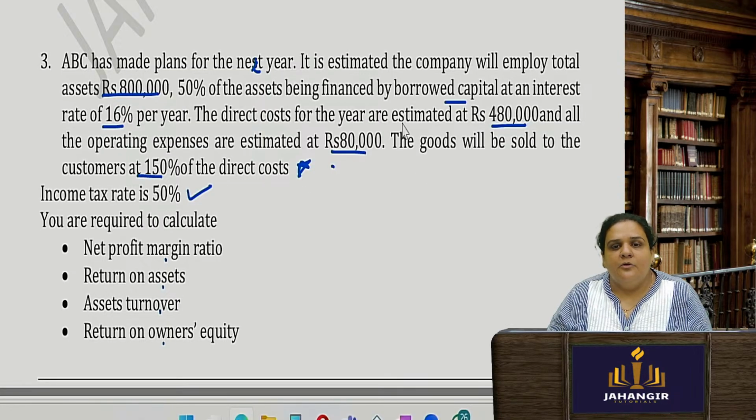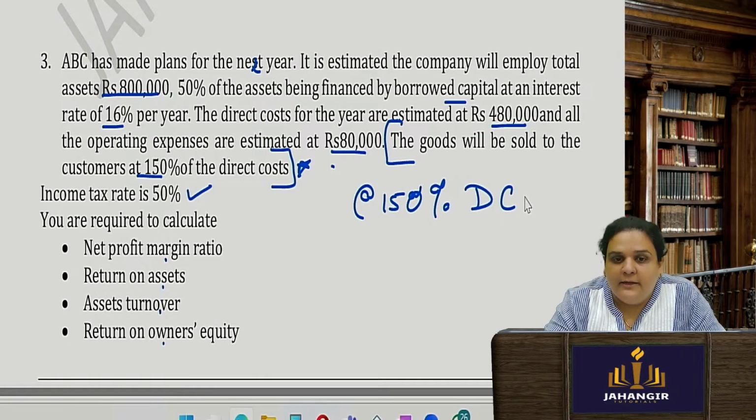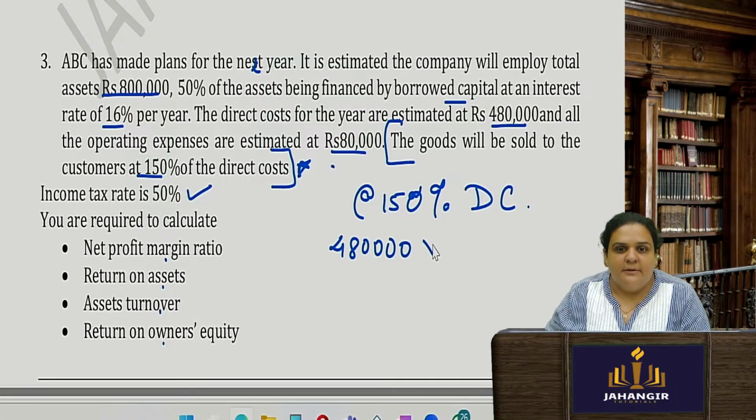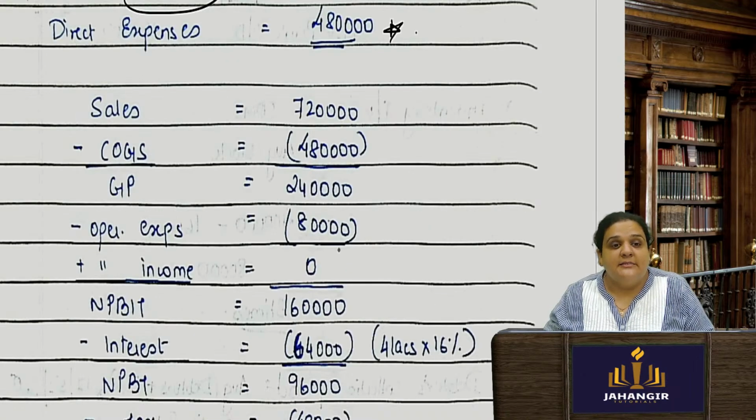They are telling me the goods will be sold to the customers at 150% of the direct cost. Direct cost is, sorry, 4,80,000. If I am selling goods, that means my sales will be 4,80,000 into 150%. Right, that will come to 7,20,000. That is my sales, that is my revenue.